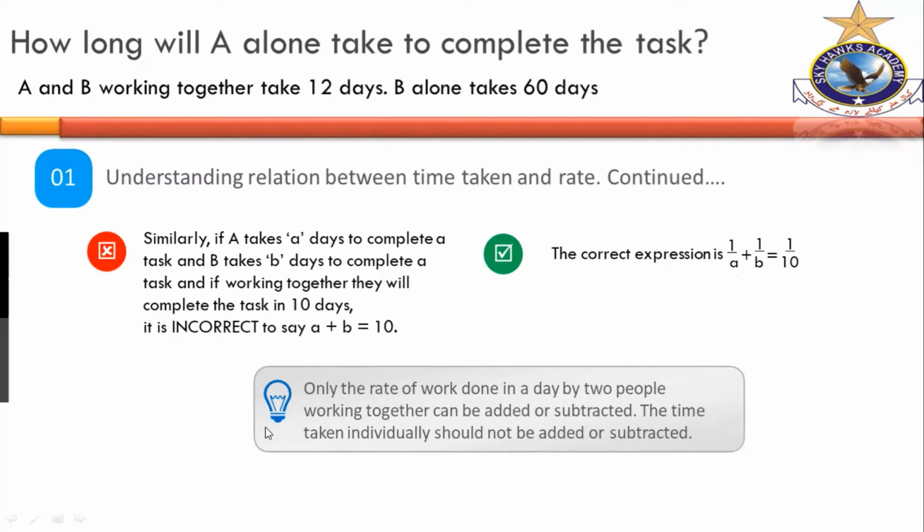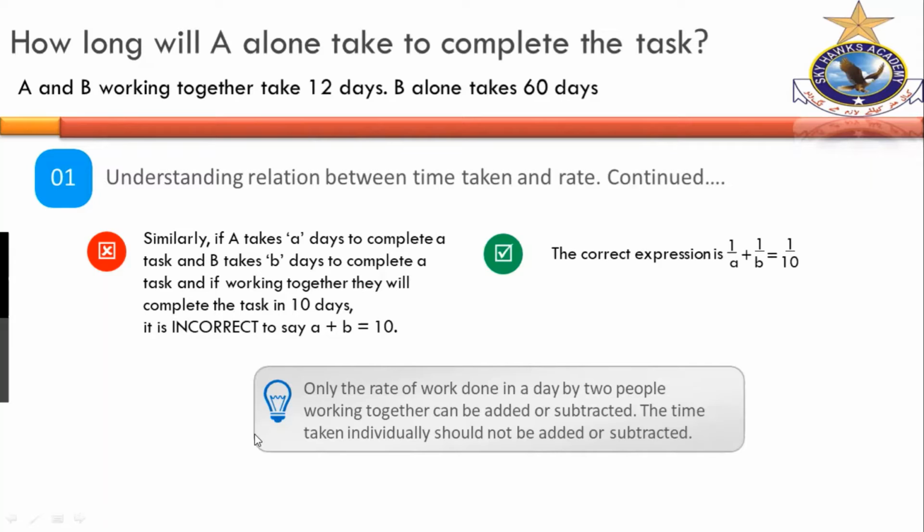Only the rate of work done in a day by two people working together can be added or subtracted. The time taken individually should not be added or subtracted. This is the most important rule whenever you face this type of problem. Only the rate of work in a day or in hours, or whatever the unit is, by two people working together can be added or subtracted. The time taken individually should not.